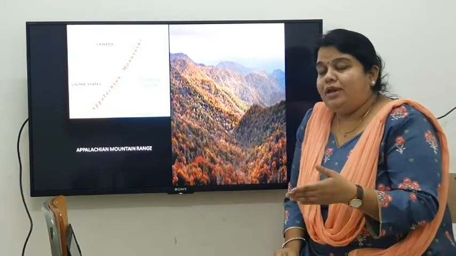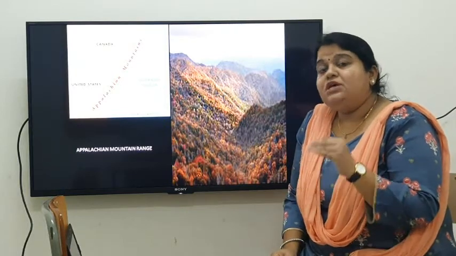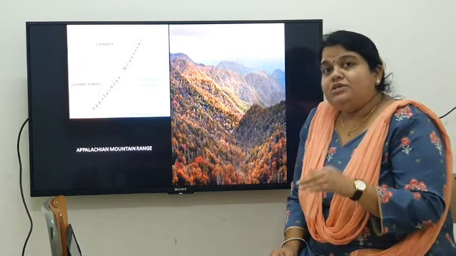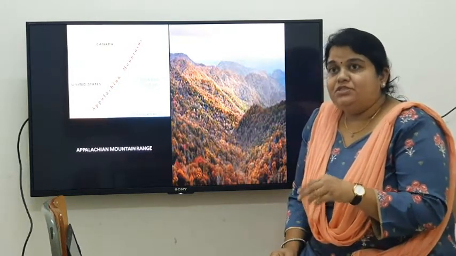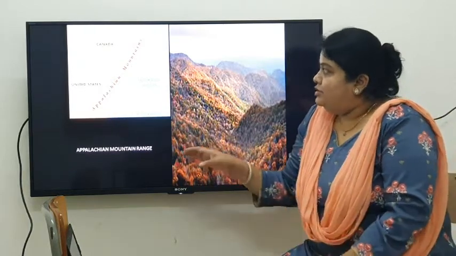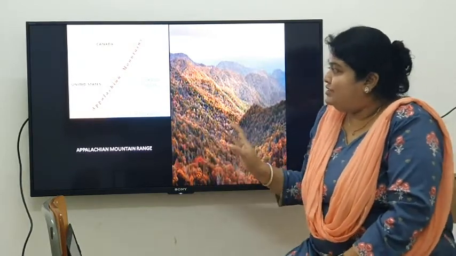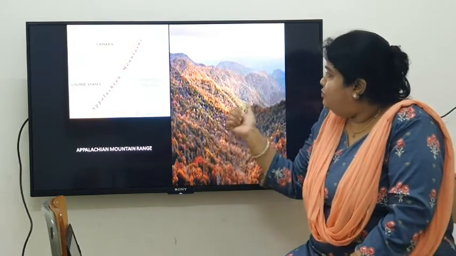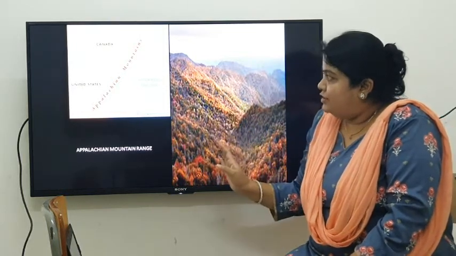Now what are piedmont plateaus? Piedmont plateaus are the plateaus which are at the foot of the mountain range. So these piedmont plateaus are rich in some mineral deposits, which include coal, copper, lead also. Along with this, there is a huge forest cover, and this is the image of the Appalachian Mountain Range, which is having the forest cover.